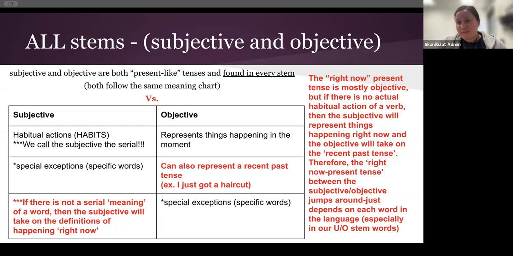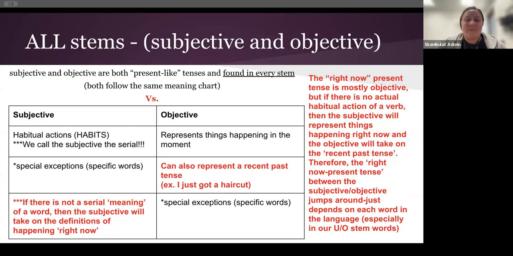And if you know me and you watch these videos, you know I like to add little teachings in here like that, or tangents, I suppose you could say. But it's important because they're good examples of how objective is used, how to understand this in reality. And so at the beginning stages, right now we can kind of stick to the chart. And so objective really means things like happening in the moment, but it can also represent a recent past tense, like maybe you just got a haircut. I just got this haircut, or I just drove.